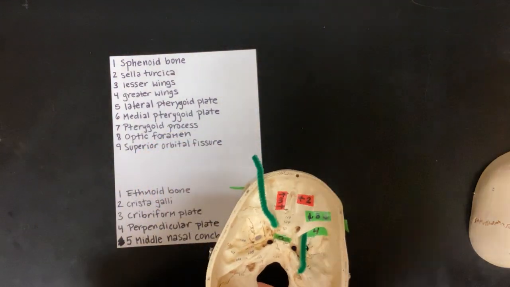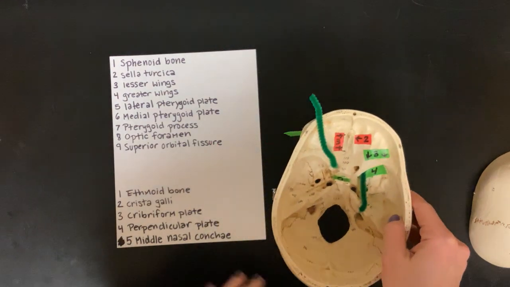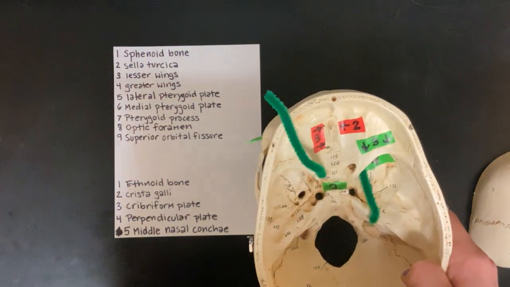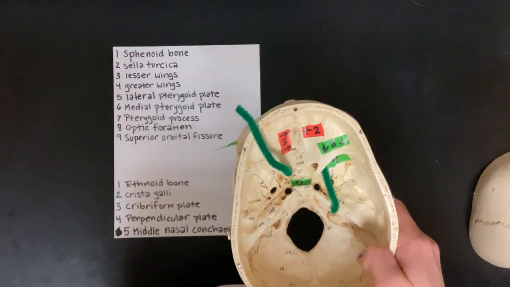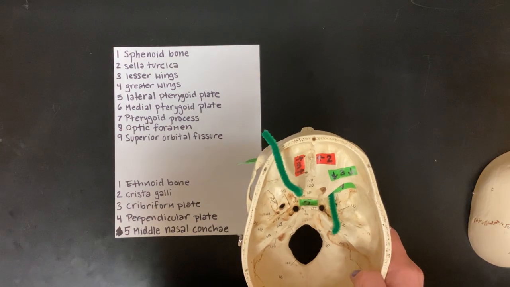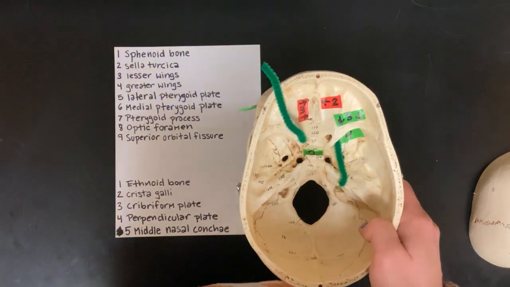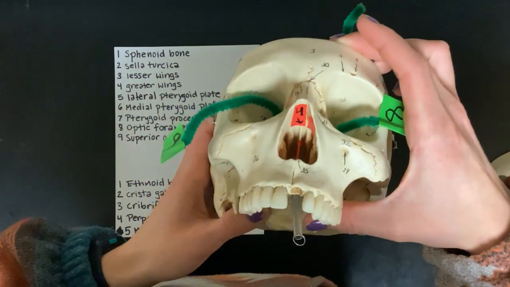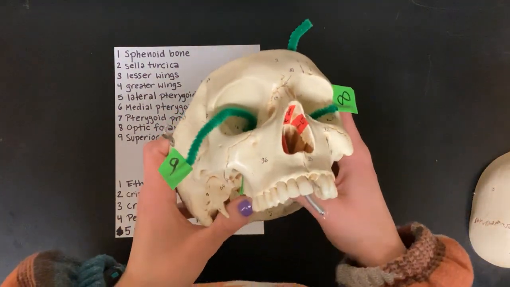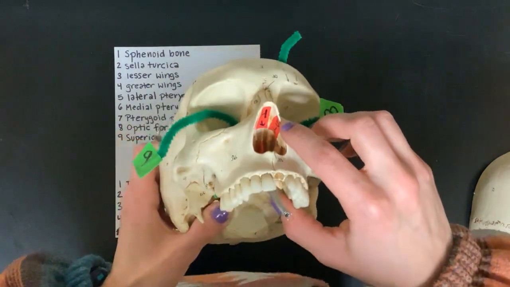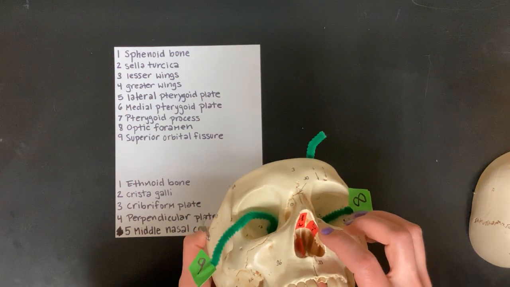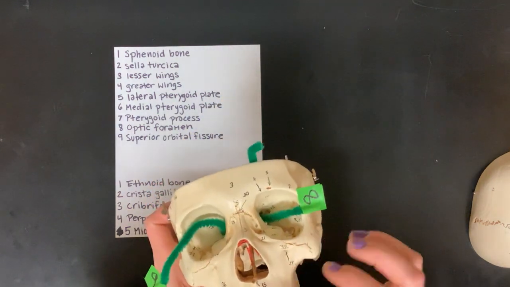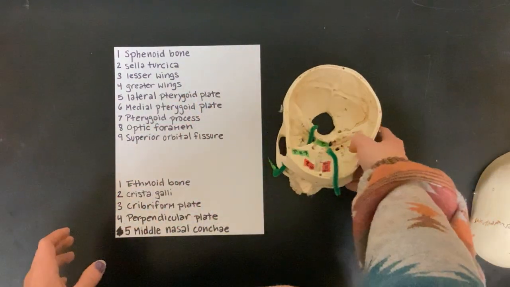The second bone, tagged in red, is the ethmoid bone. Number two, this feature is the crista galli. Number three, that surrounds the crista galli, is the cribriform plate. Number four, that was right in the middle, is going to be your perpendicular plate. And just next to that, the most superior one that you can see, is going to be your middle nasal concha. The superior nasal concha is also a part of the ethmoid bone, but you can't see it on the models. I hope that was helpful.